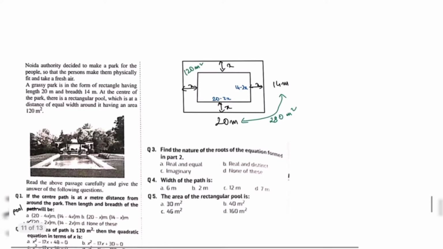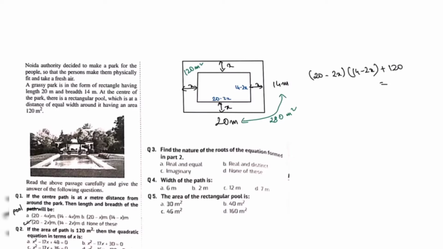As you can clearly see, that 20 minus twice x, times 14 minus twice x, plus 120 should give you 280, right? So area of pool plus area of path is area of the whole park. Okay, so 14 times 20 is 280. Then you have minus 28x, then you have minus 40x, and then you have plus 4x square.